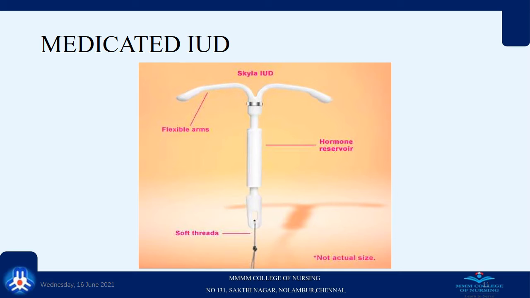So this is a picture of medicated intrauterine device where the hormone will be stored in the vertical stem. From there the hormone will be liberated daily.